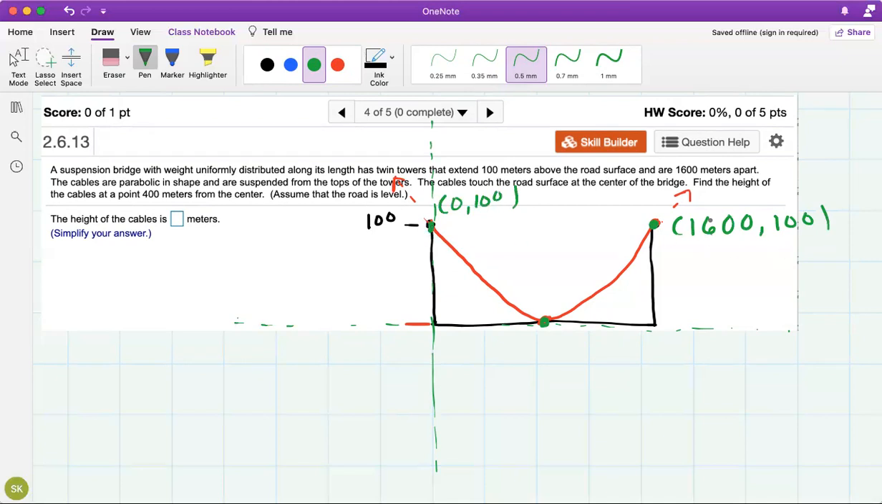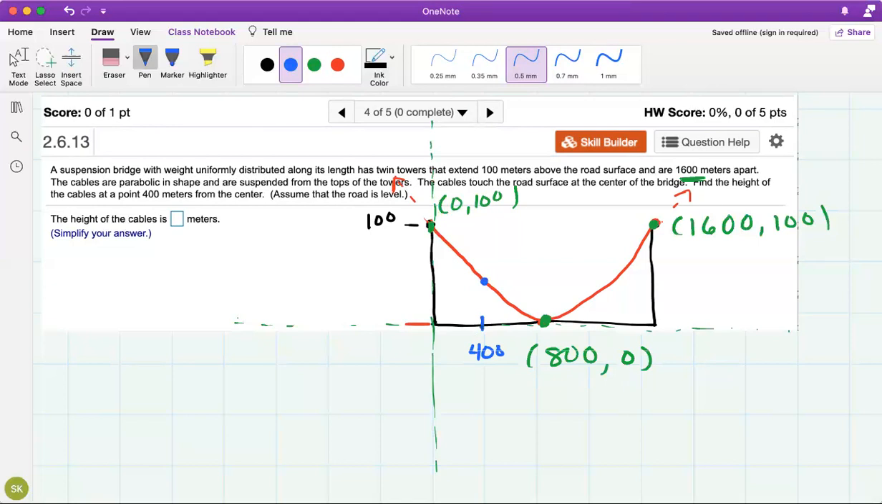And how I got to this 1,600 is because they are 1,600 meters apart. This point right here will be halfway, so 800, 0, because it's touching the ground. So here I have 3 points that describe this parabola. You want to find the height of the cables at a point 400 meters from the center. So subtract 400 from this. What do you get? You get 400. So you want to find this point on this graph.